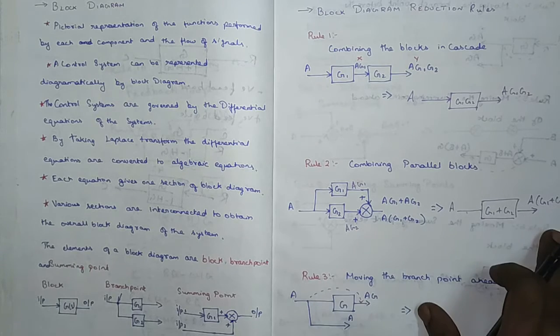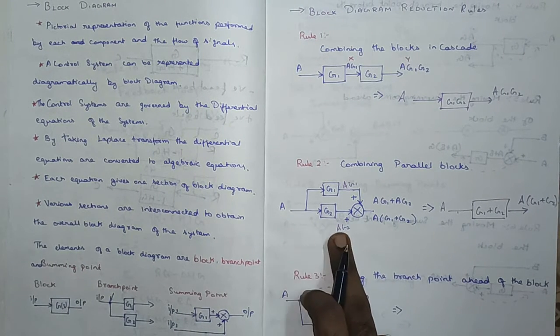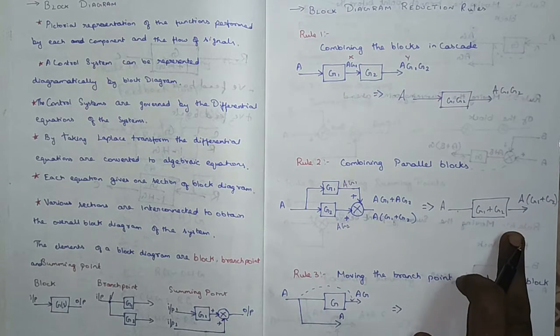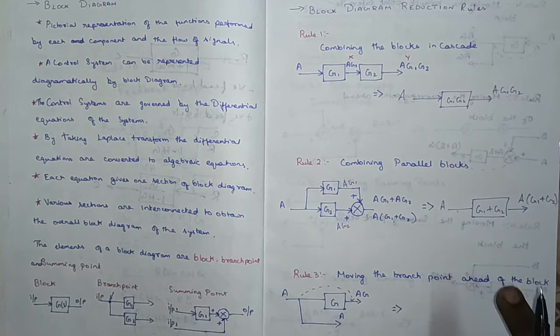So if you have blocks in parallel like this, this can be replaced like this one. These two rules are the basic ones, and we are supposed to find everything with respect to series and parallel only. If you do not have a series and parallel, we are supposed to convert it to series and parallel. To do that, we move on to rule number 3.